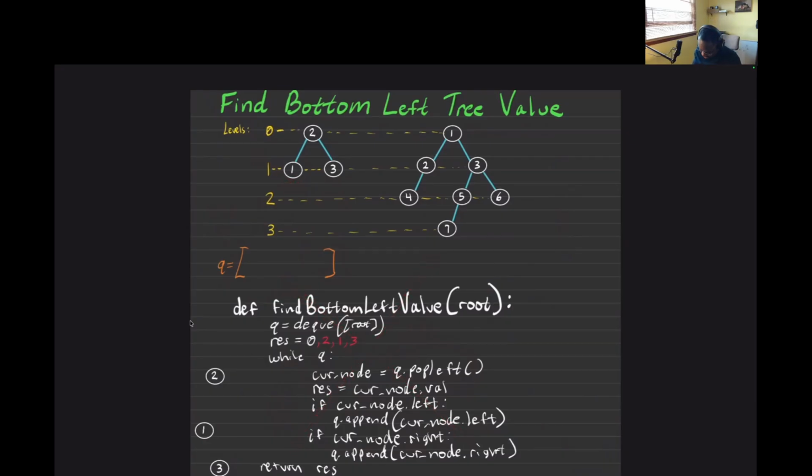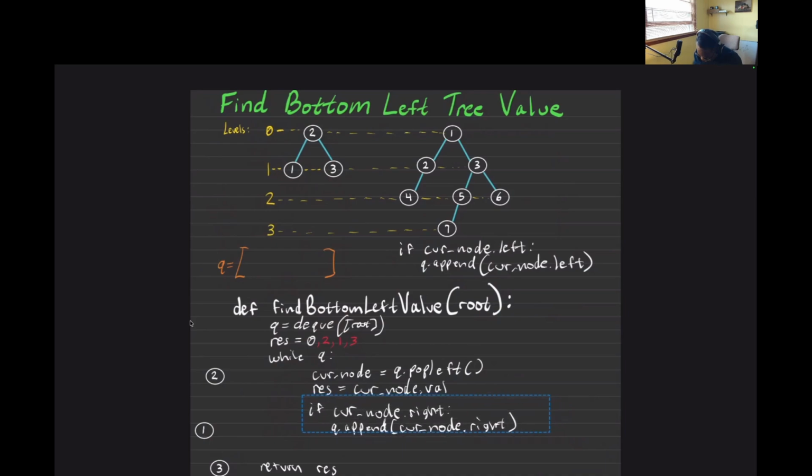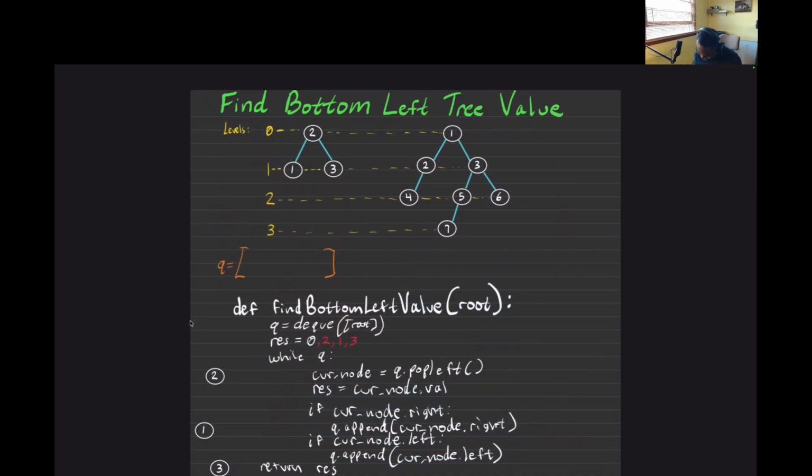And I'll make it work by simply taking these if statements here, and instead of processing the left first, all we do is just process the right first, and that's it. And I'll show you why that works, okay? So let's undo our previous walkthrough, and let's restart. So Q is equal to the deque with the root in it.